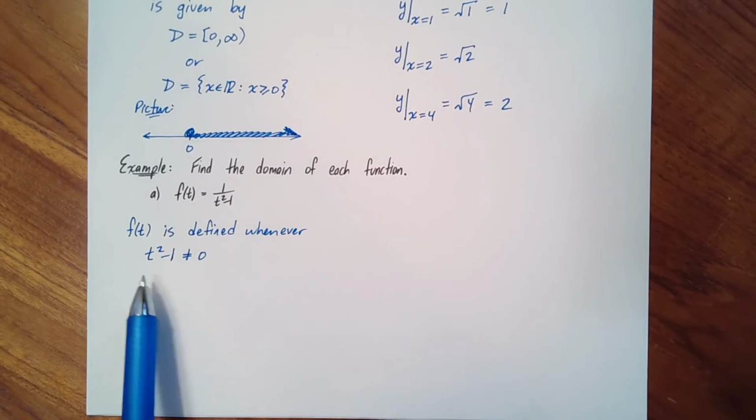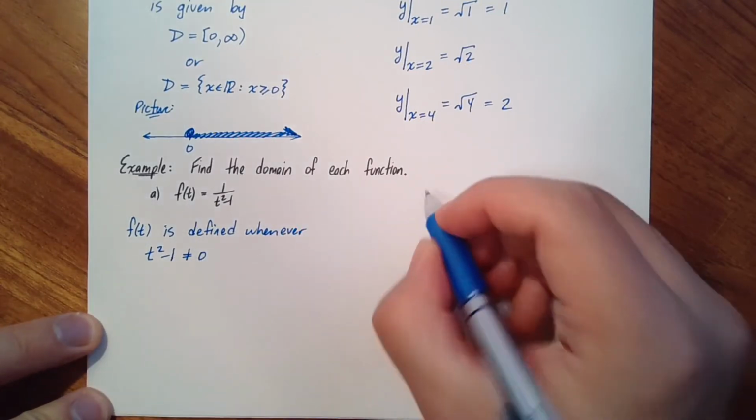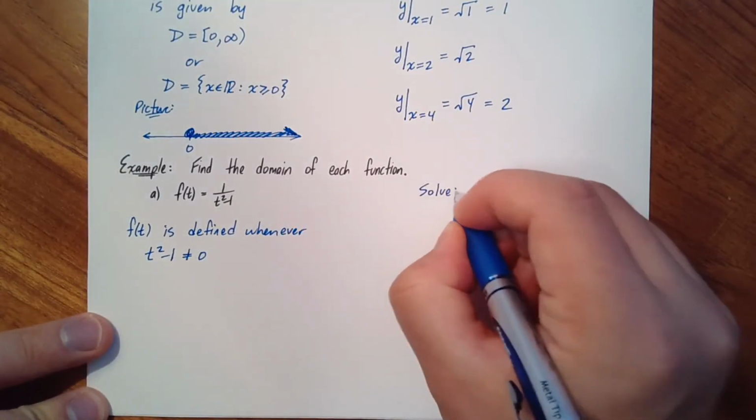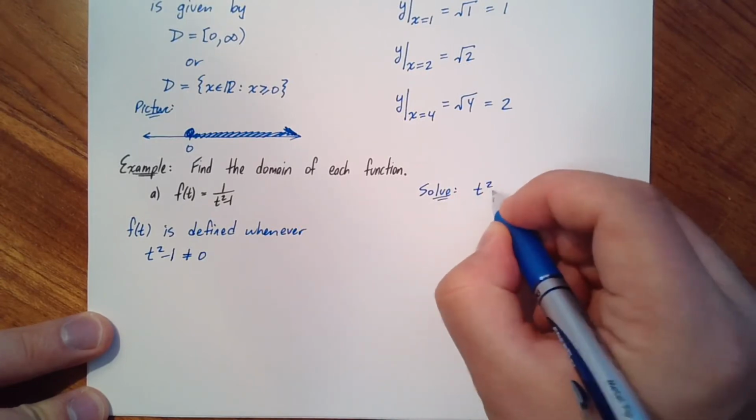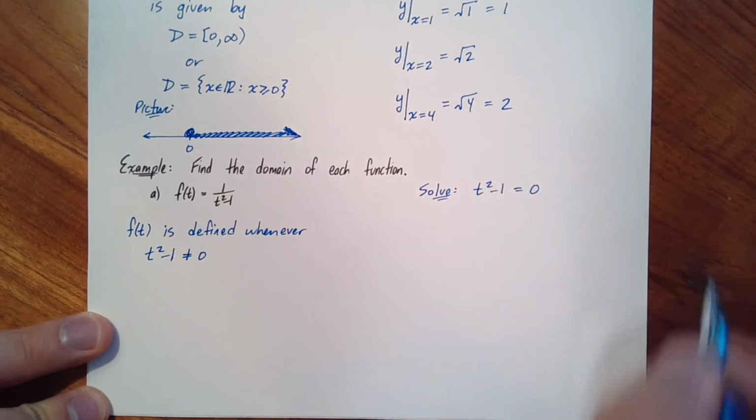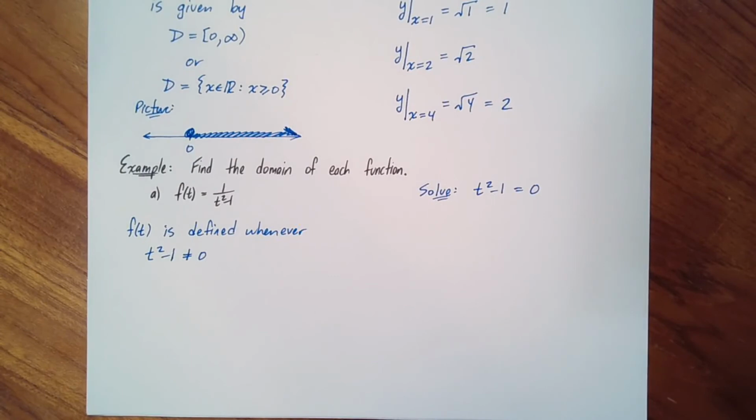So let's figure out when is this going to be true. For what values of t is t squared minus 1 not equal to 0? Well, if you want to answer that question, start by solving the reverse of this statement. So solve the equation. Let's look at t squared minus 1 is equal to 0. Okay, so solve that equation.